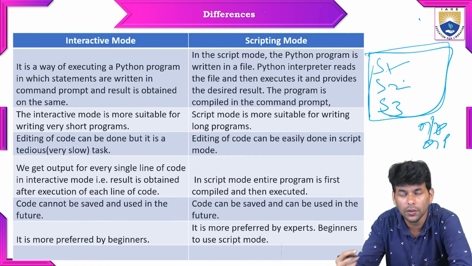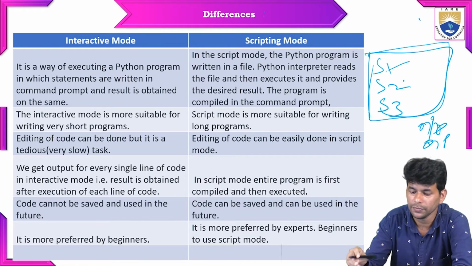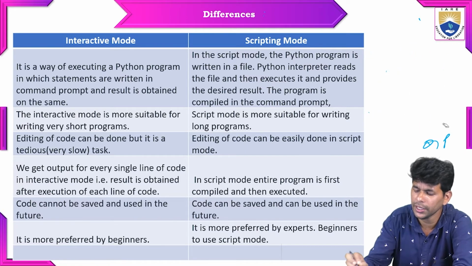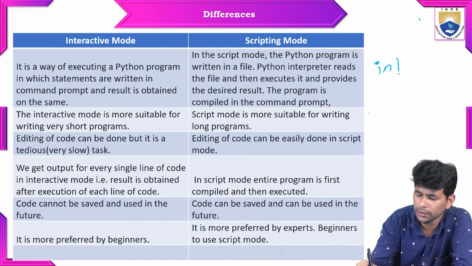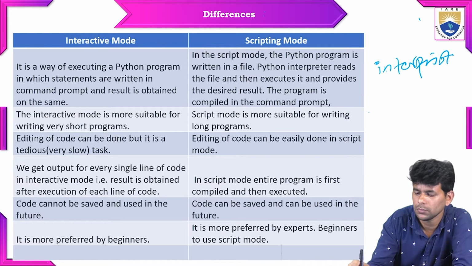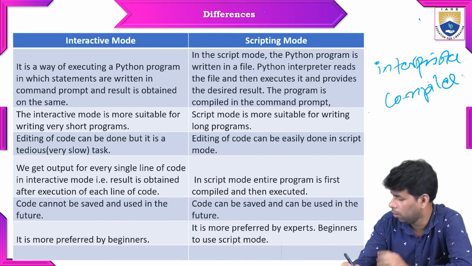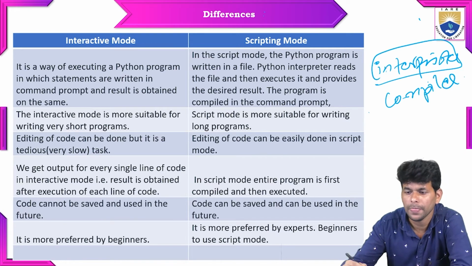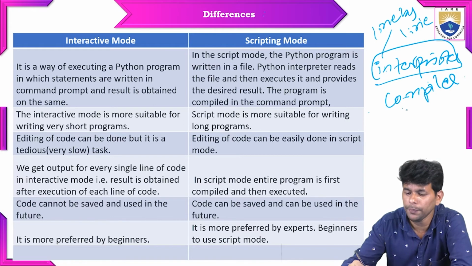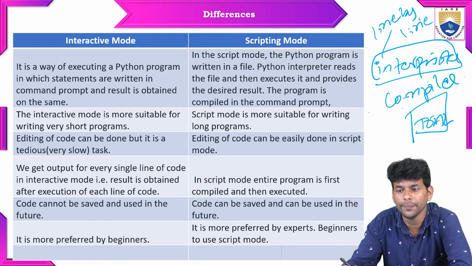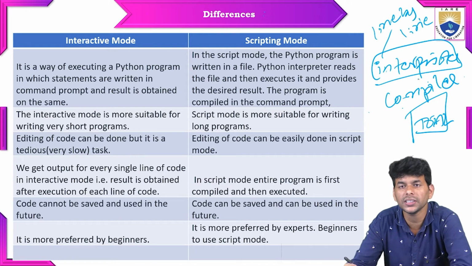Here we have two types of techniques for execution of code. The first technique is the interpreter, and the next one is the compiler. In the interpreter, the code is executed line by line. In the compiler, the total program will be compiled at a time. So that is the difference between the interactive mode and script mode.